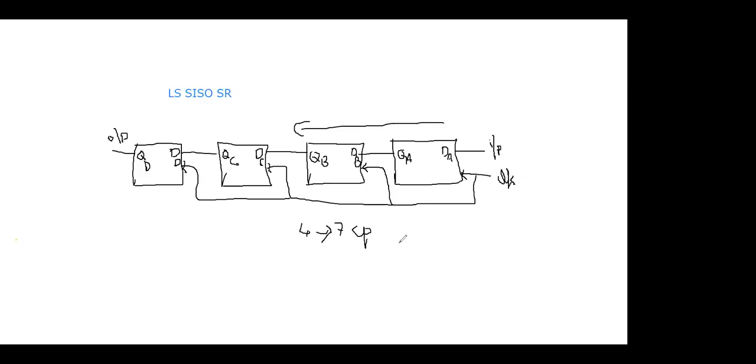Now if you are going to consider serial in parallel out, serial in parallel out means we are applying the input only across one point, but after 4 clock pulses, we are going to get the corresponding output. That is, if you are taking the serial in parallel out shift register, here it is serial in parallel out shift register. So across this point, the connections are exactly same as this.